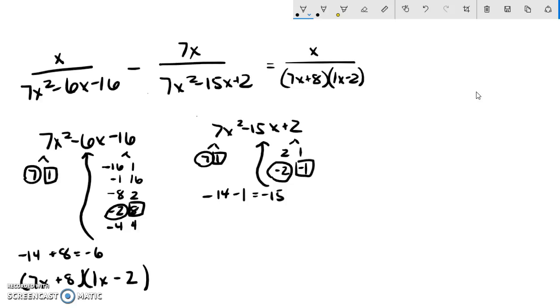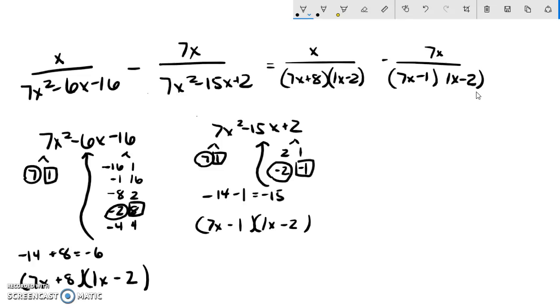So now, once again, I paired them up so that when I put them in parentheses, it's a little easier. So we're always going to have the 7x and the 1x here. And 7 and negative 2 were partners, so they're going to go in opposite parentheses. 1 and negative 1 were partners, so those go in opposite parentheses. And so now, that is what we have here. 7x minus 1 and 1x minus 2. Of course, you don't need the 1 in front of here or in front of here.